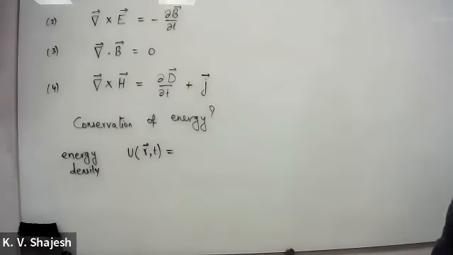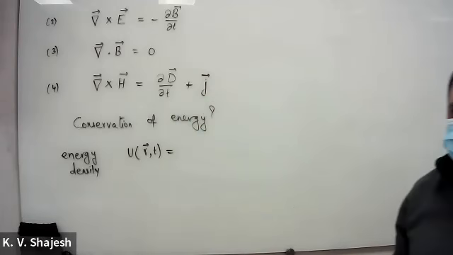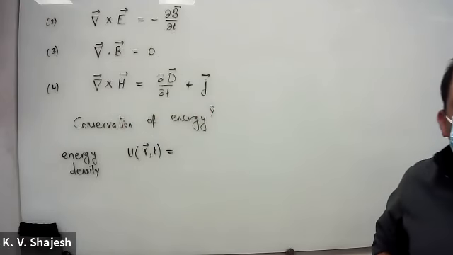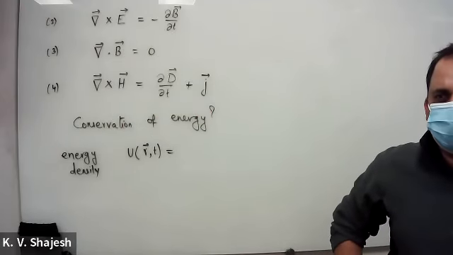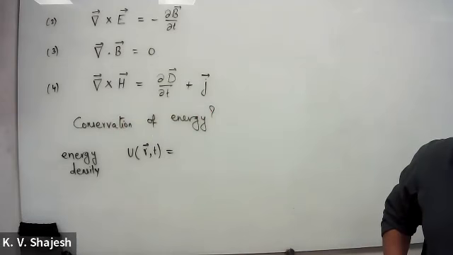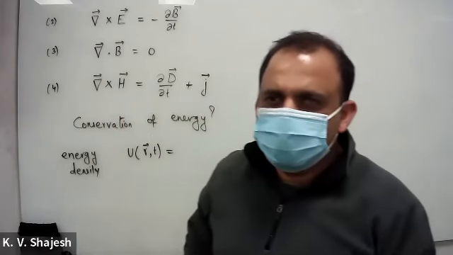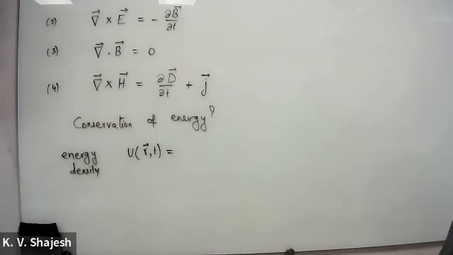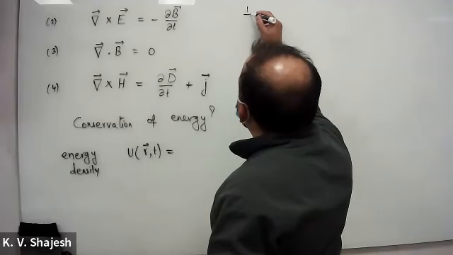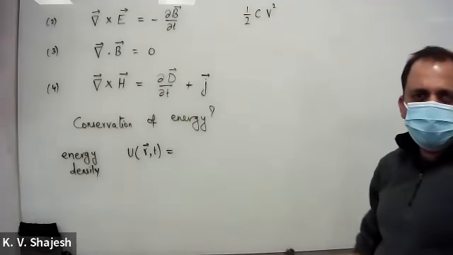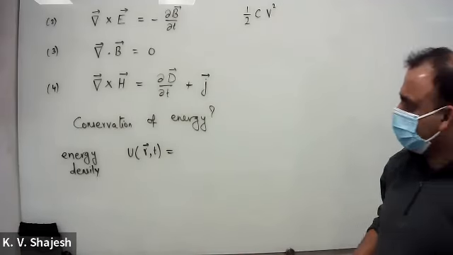What is energy density in Maxwell's equations? Do you remember from your introductory physics courses? One half CV squared, that's good actually, yeah. One half CV squared, right? That's correct, that's the energy stored inside a capacitor, okay?